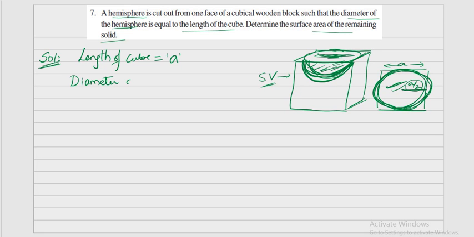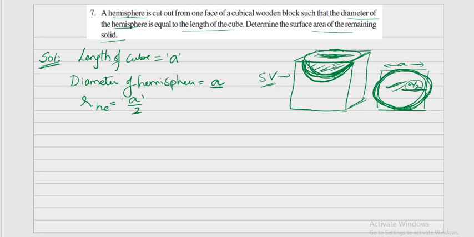Diameter of hemisphere is also A only, no? So diameter of hemisphere is also equal to the length of cube, so it is A. Automatically what I can say? So radius of hemisphere is equal to A by 2. Radius of hemisphere is equal to A by 2, right?